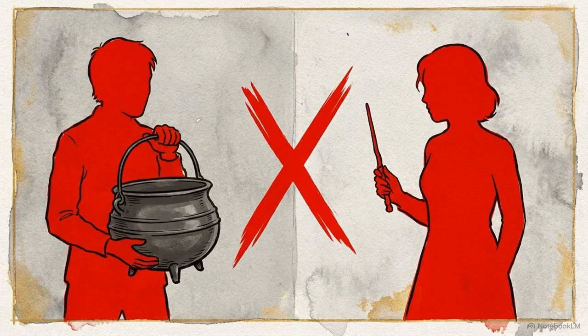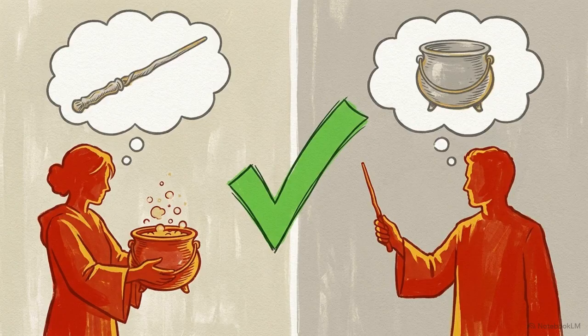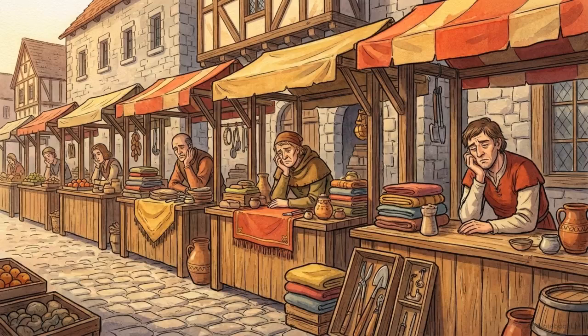Hermione would be quick to point out the economic problem here. It's called the double coincidence of wants. In a barter system, a transaction only works if both people happen to want exactly what the other person is offering at that exact moment. If they don't, the entire economy grinds to a halt.